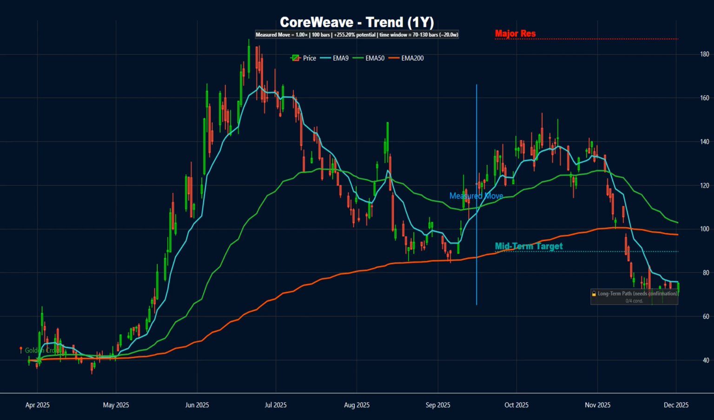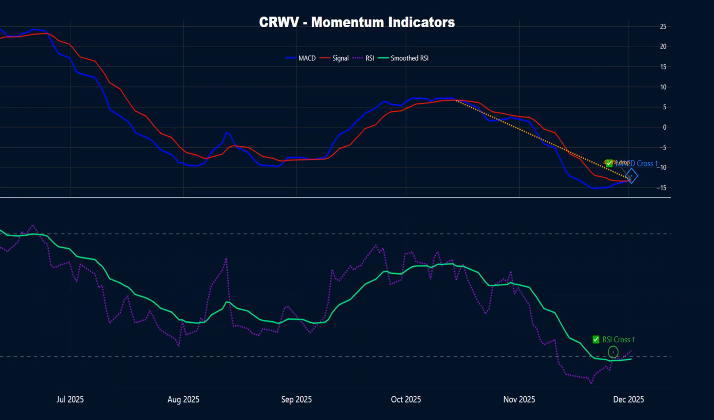Based on the prior impulse, a reasonable completion window is about 70 to 130 sessions, or roughly 20.0 weeks. Invalidation sits near $65.22 on a decisive daily close below that level. Momentum is building. Both MACD and RSI are confirming the current strength.